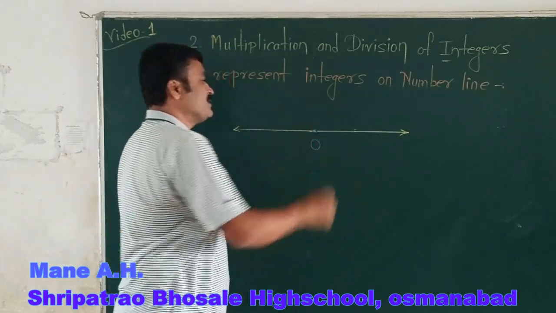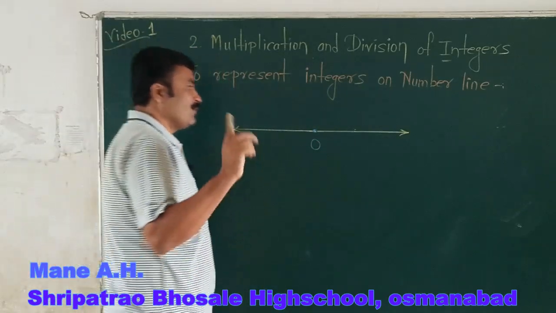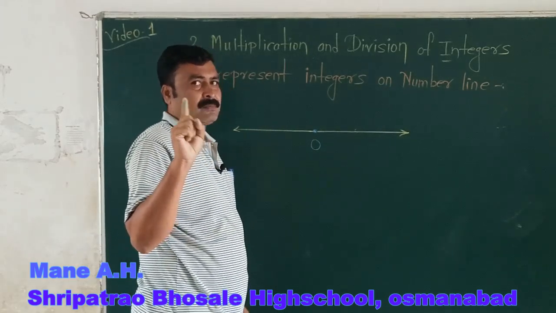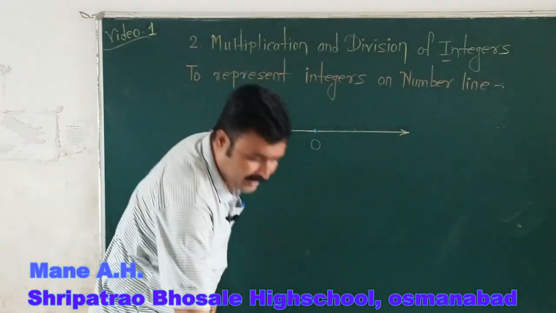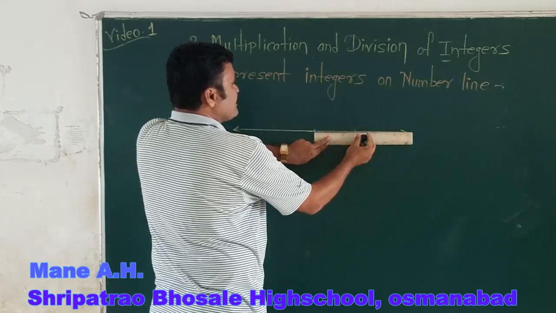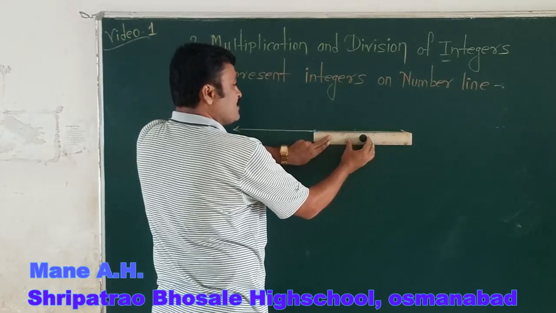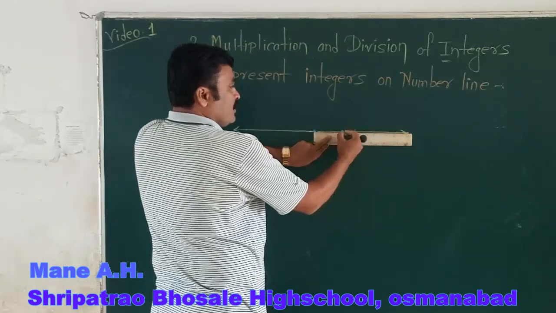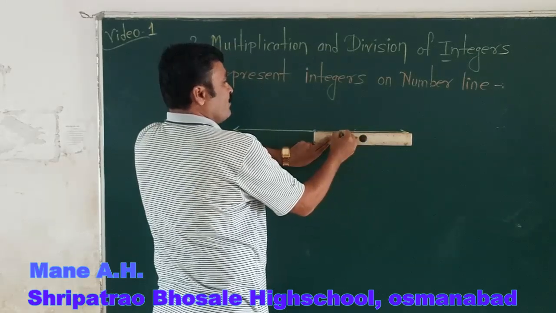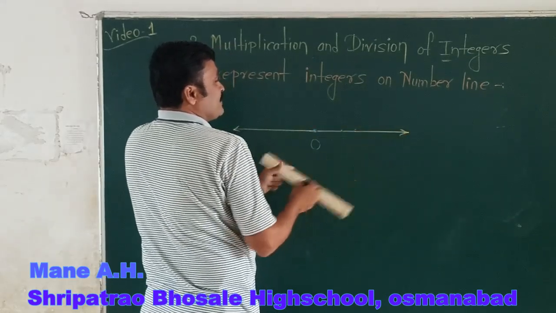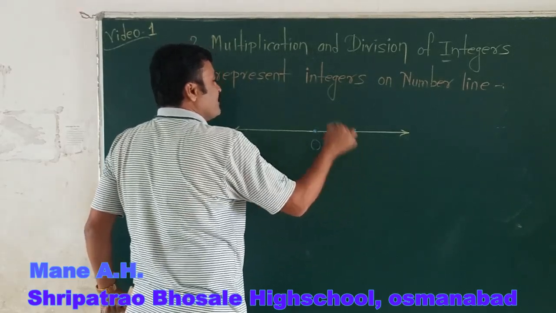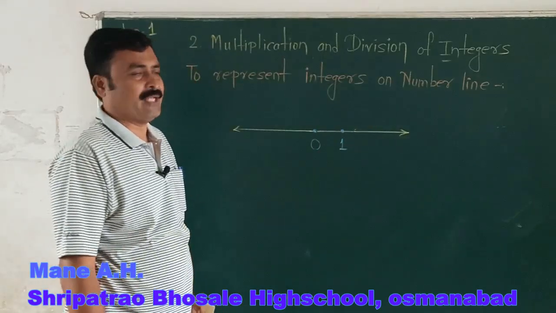Now the next concept is that we have to fix the first positive integer. The first positive integer we say as 1 or plus 1. Now by using the scale, take a specific distance, somewhat as you want. Here I am taking 4 centimeters. I am taking the distance of 4 centimeters, and let's fix another second point here, and this point I am taking as the first positive integer, 1.